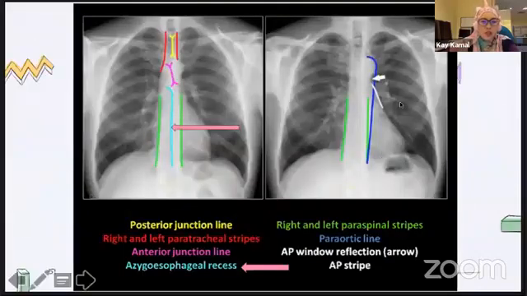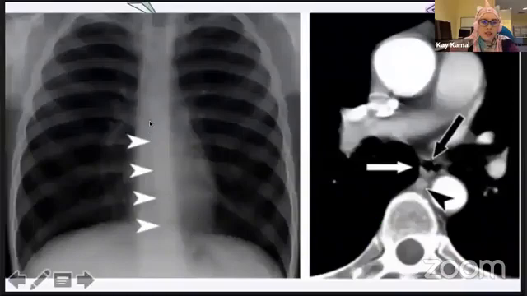And then next we go to the azygoesophageal recess, which is this line over here. You see that? Okay, the CT scan shows this part of the azygoesophageal recess. It means that this white arrow over here is the recess. It is formed by the esophagus, this esophagus, and also the azygos.